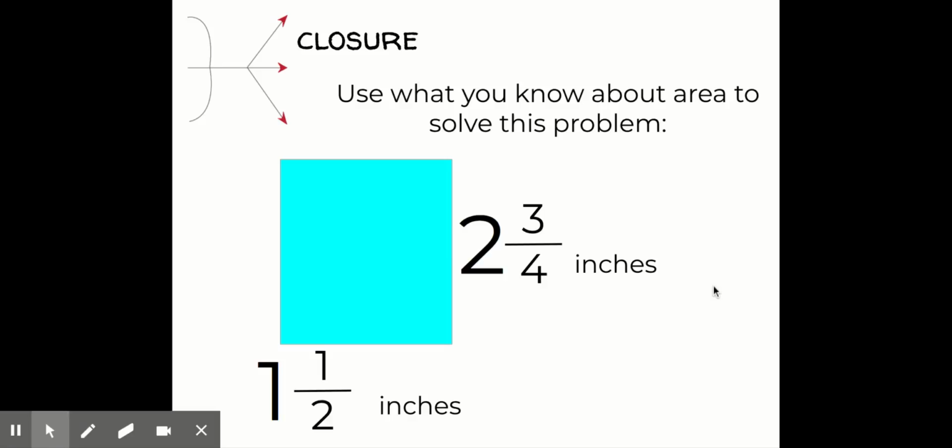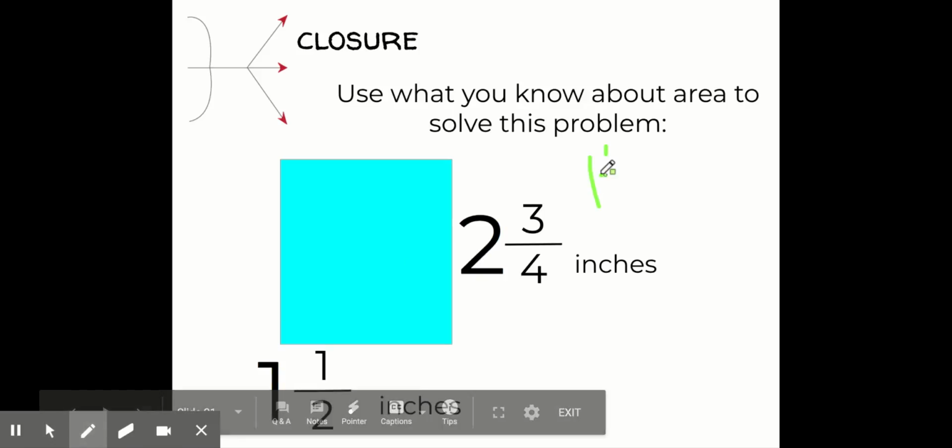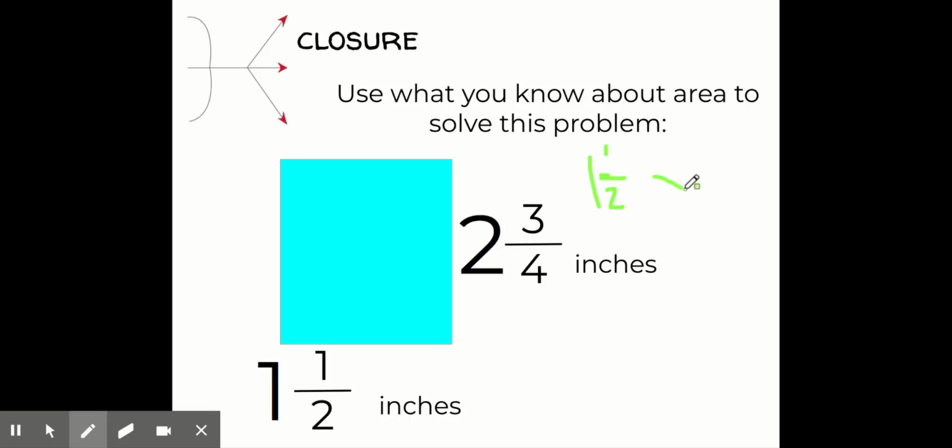Use what you know about area to solve this problem. So how would we solve this? If we know the area is length times width, then we would just multiply 1 1/2 times 2 3/4. So I can write that out here. And then I would need to change these two fractions into improper fractions. 1 times 2 is 2, 2 plus 1 is 3, times 2 times 4 is 8, 8 plus 3 is 11. I can't cross anything out here. So 3 times 11 is 33.